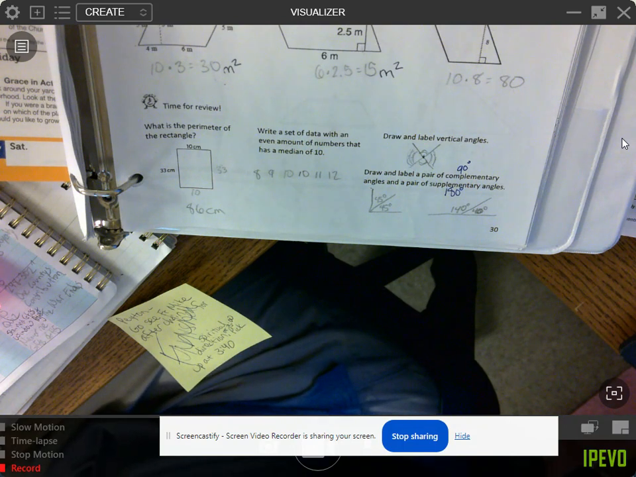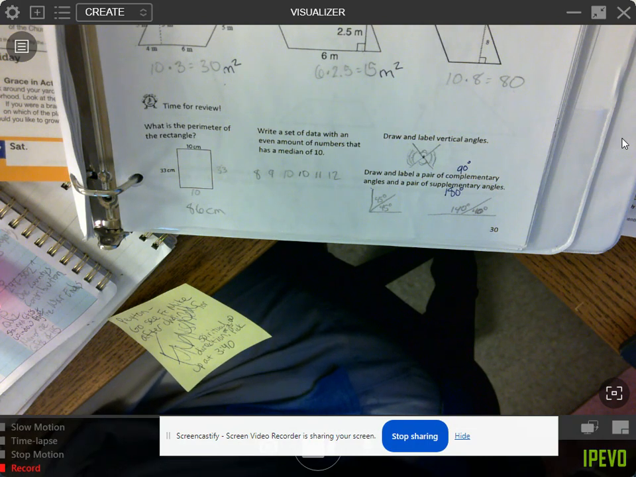I'm not reviewing for my benefit. I know what vertical angles are. I appreciate those of us that are paying attention, making sure we remember. Because even though it was on our last test, we still have to remember it. That's why we do review. We will see these again.